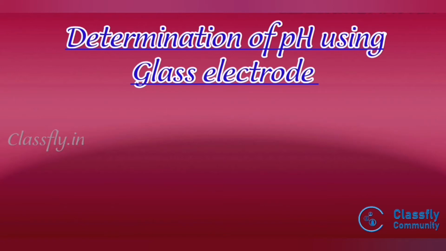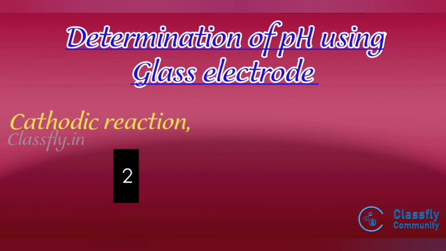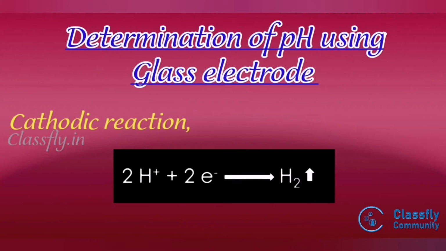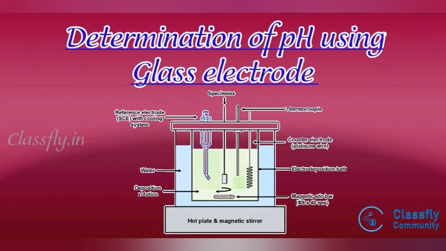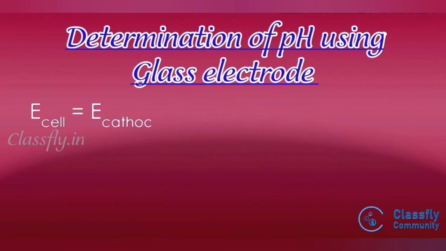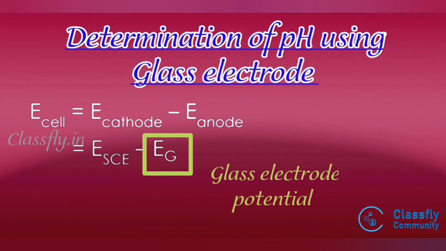The calomel electrode acts as a cathode, and the reduction reaction occurs at the cathode. The cathodic reaction is 2H+ + 2 electrons gives H2 gas. By knowing the calomel electrode potential and the glass electrode potential, the pH of an unknown solution can be determined, as E cell equals E cathode minus E anode. I already mentioned that here the standard calomel electrode acts as the cathode and the glass electrode acts as the anode. So it can also be written as E cell equals ESCE minus EG. Here EG means the glass electrode potential.